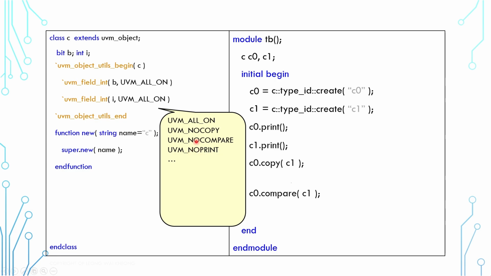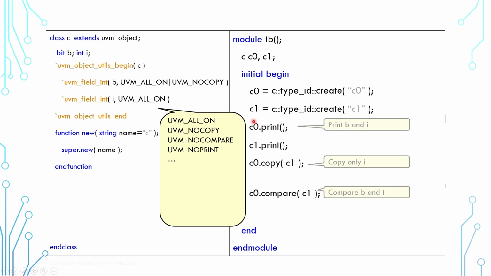And the way to use these flags is to or them together. For example, if I apply UVM_NOCOPY here, it means that this member variable is included in all the functions except for the copy function. If we call the print and compare function, they would operate on both the member variables b and i. But if we call the copy function, it would only operate on i, because b is excluded from the copy function by this flag.